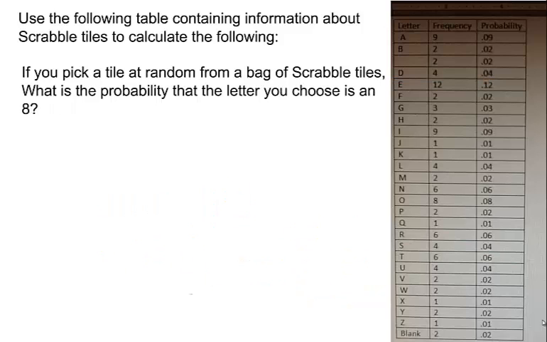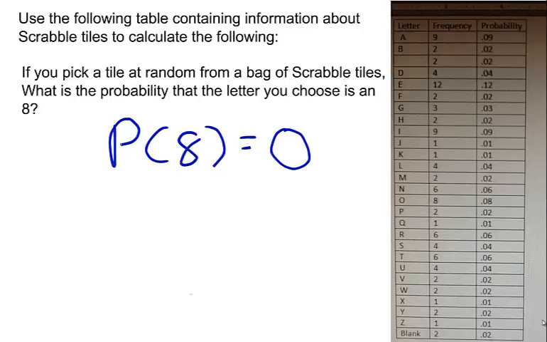Now suppose we are asked, if you pick a tile at random from a bag of Scrabble tiles, what is the probability that the letter you choose is an 8? Well, if we look at all of our choices, we can see that there is no 8. Scrabble tiles are letters, not numbers. Therefore, the probability of choosing an 8 is 0.